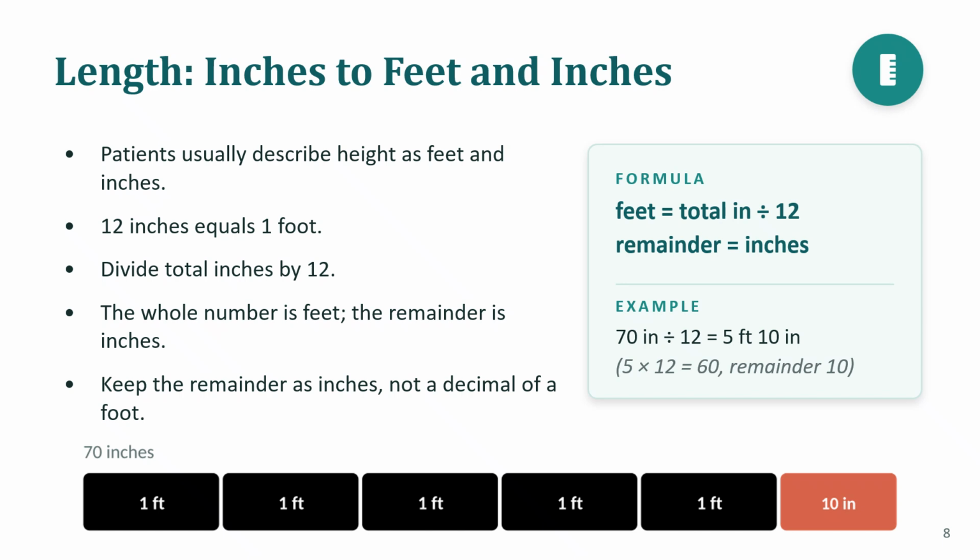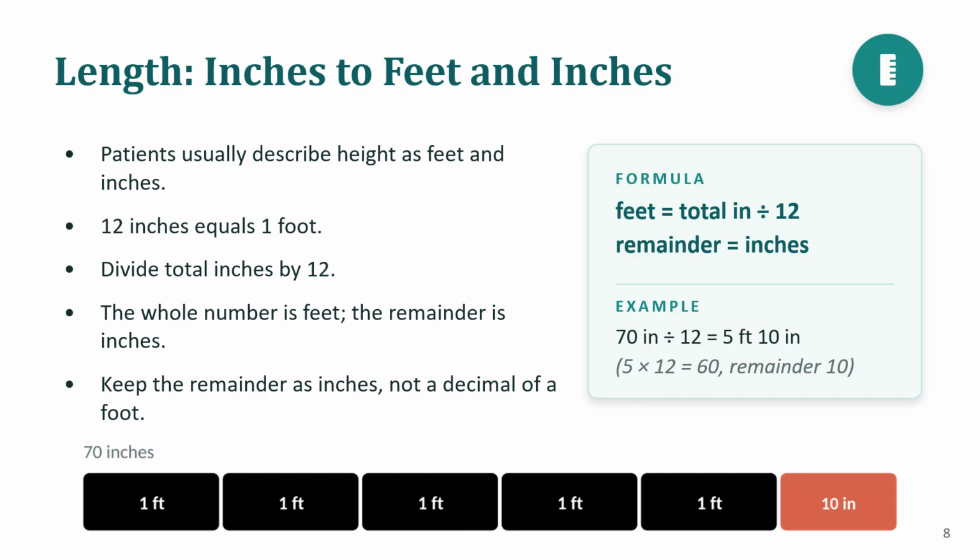So let's do an example. A patient measures 70 inches. Divide 70 by 12. 12 goes into 70 5 times, since 5 times 12 is 60, and that leaves a remainder of 10. So 70 inches is 5 feet 10 inches. Let's try another one. 65 inches. 12 goes into 65 5 times, which is 60, with 5 left over. So 65 inches is 5 feet 5 inches.